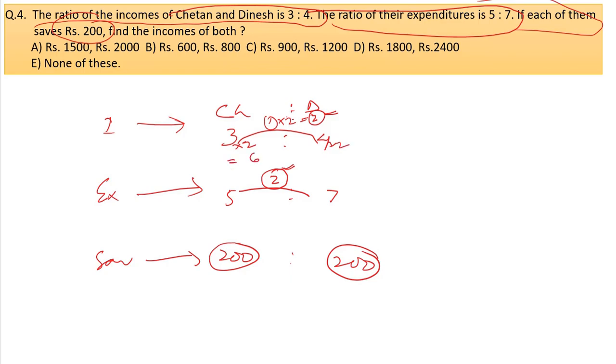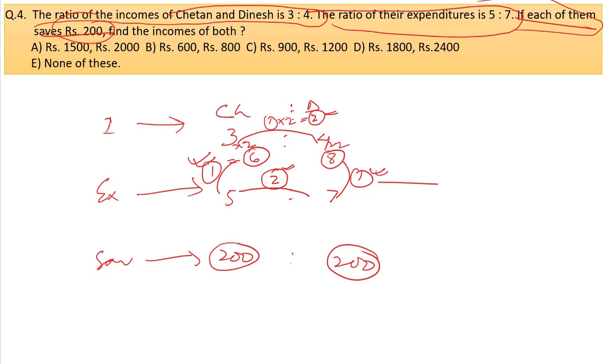That is 6 and 4 to the 8. So now the difference. Let's see the difference here. 8 minus 7 is 1. 6 minus 5 is 1. So we have equal saving here. As the question mentioned, each one of them saves rupees 200.